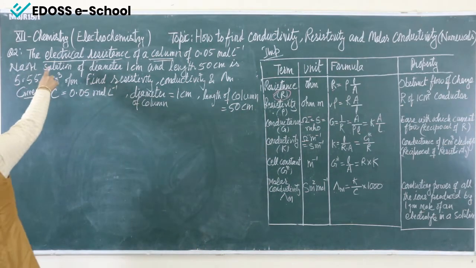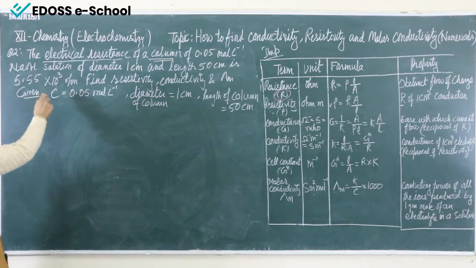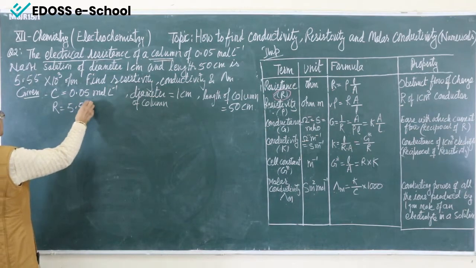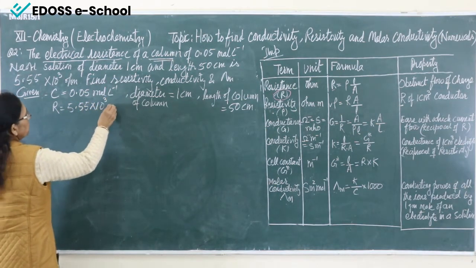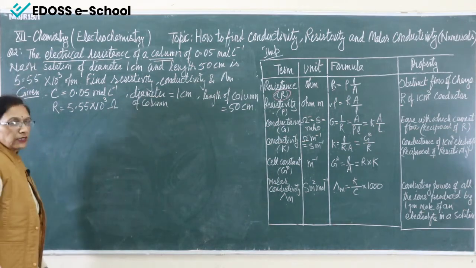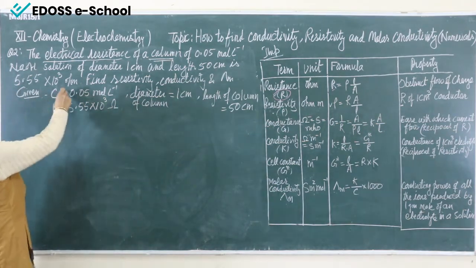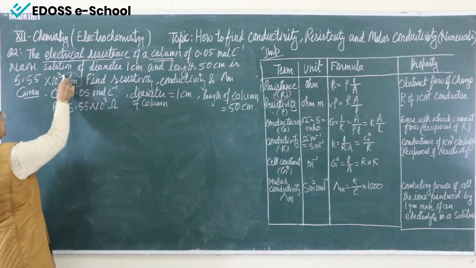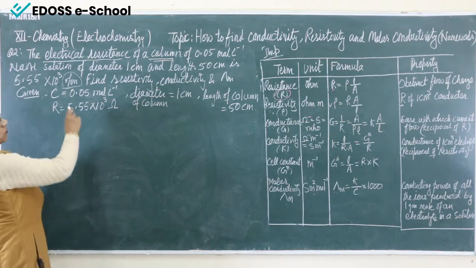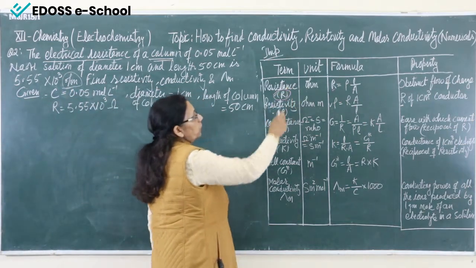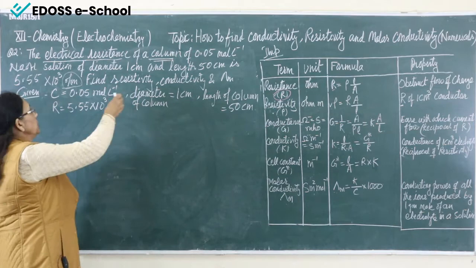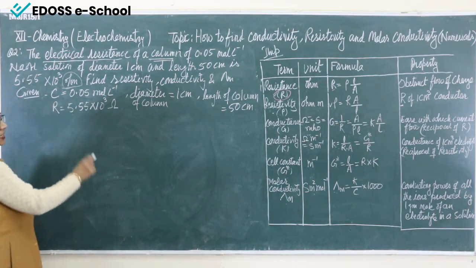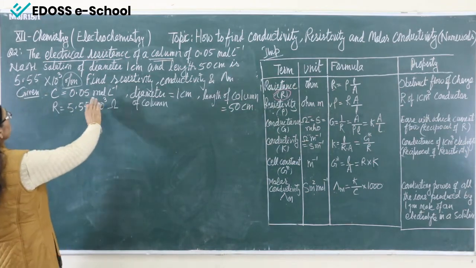And the electrical resistance, this is resistance, R is given to you, 5.55 into 10 raised to power 3 ohm. Sometimes we get confused whether this is resistance or resistivity. So you can take the help of the unit. You can see here this is ohm, and we know that the unit of resistance is ohm. So we can easily understand that this is resistance. So this much is given to you.